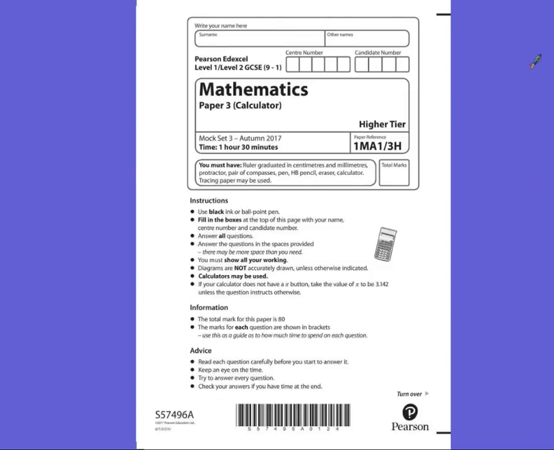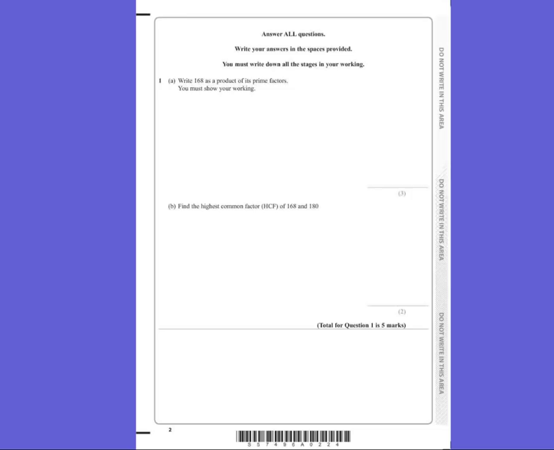This is Edexcel's Cumulative 3, paper 3H. Question 1. Write 168 as a product of its prime factors.